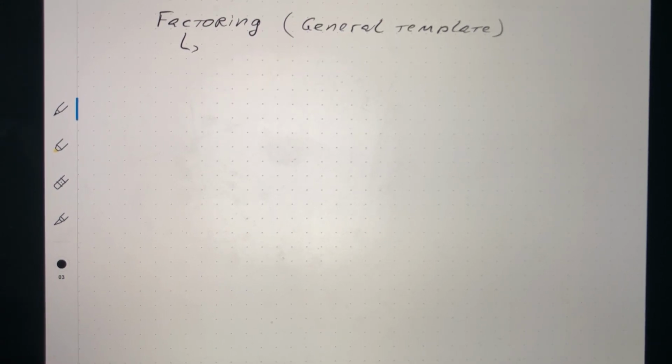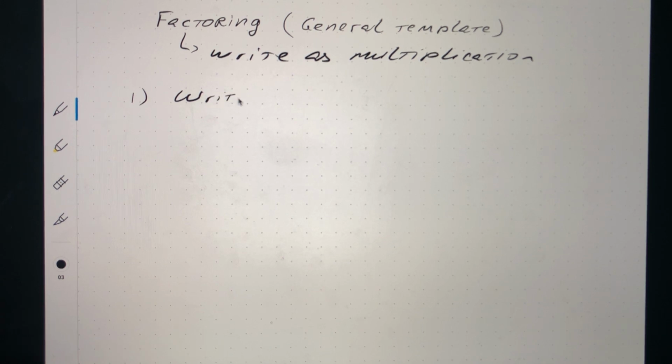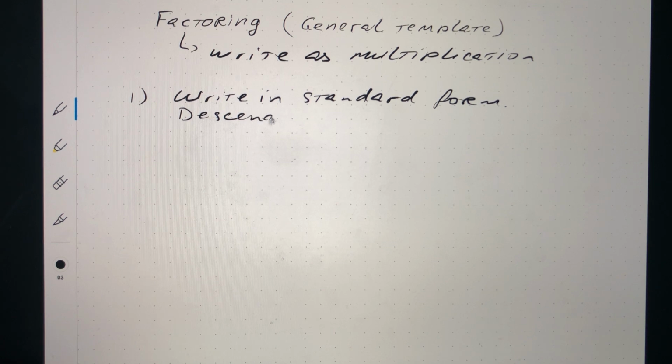Hello, in this video, let's talk about the general idea of how to factor. To factor means to write as multiplication. So the first thing to do is to write in standard form. And standard form means descending order of exponents.